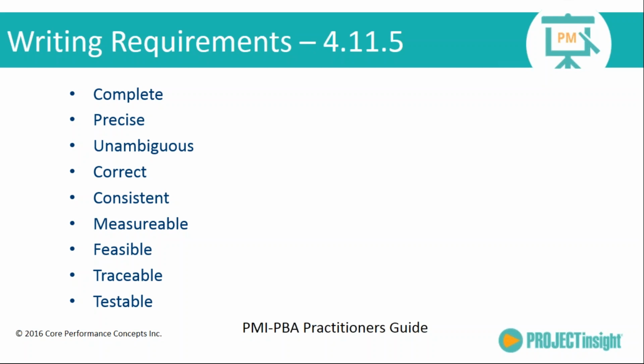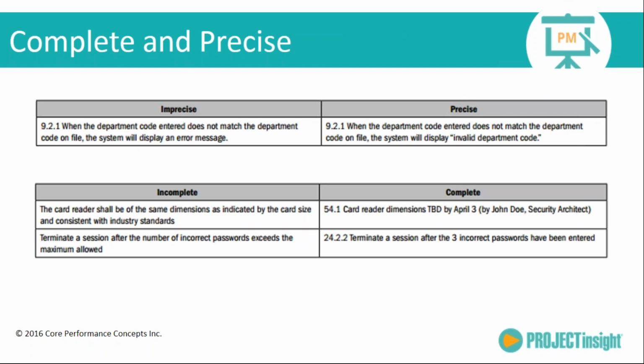And as part of that practice guide, they've come up with 9 different attributes of writing good requirements, and I want to go through those with you here today so that we can be better at writing requirements. So the first one was complete and precise. And if you look at the practice guide, I give you a couple examples, and I'll do the imprecise first. So the imprecise one says: when the department code entered does not match the department code on file, the system will display an error message.